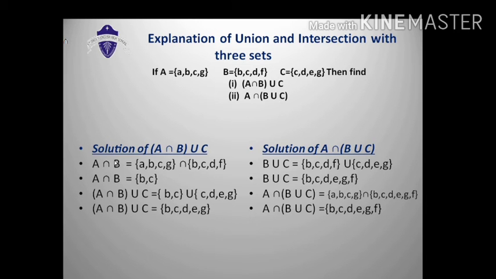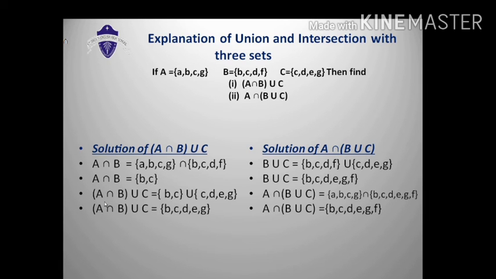Now we will solve its first part, that is (A ∩ B) ∪ C. According to the method, first find the intersection of A and B, then find the union between the resulting set and the set C. A ∩ B is equal to the members of the set A intersection the members of the set B. So the intersection will be equal to the members B and C, because only these two members are common between the sets A and B.